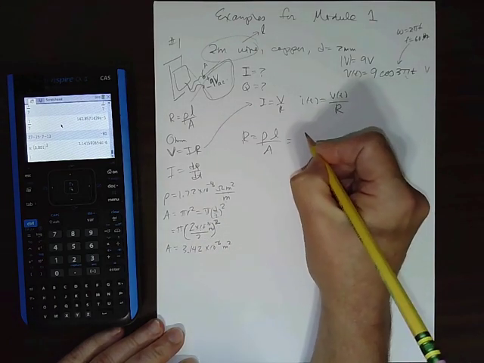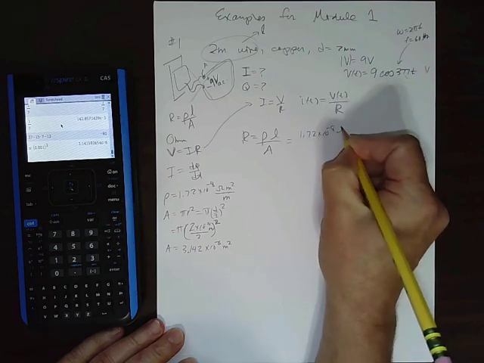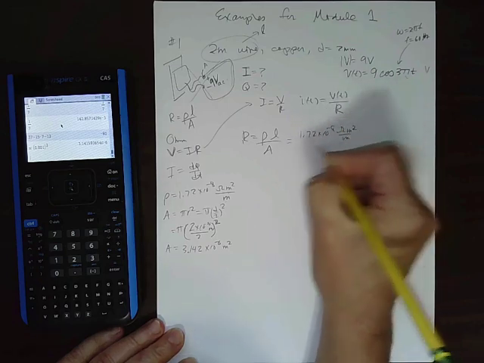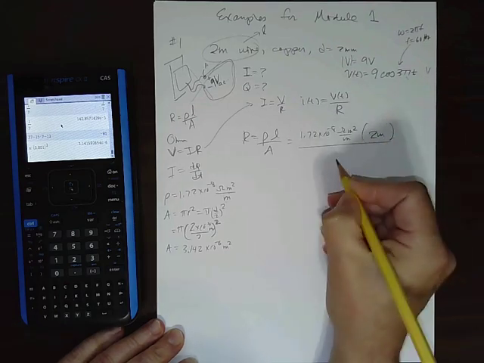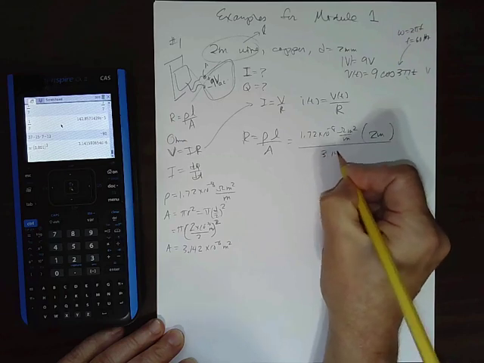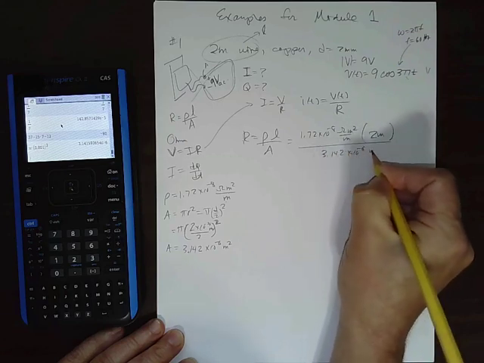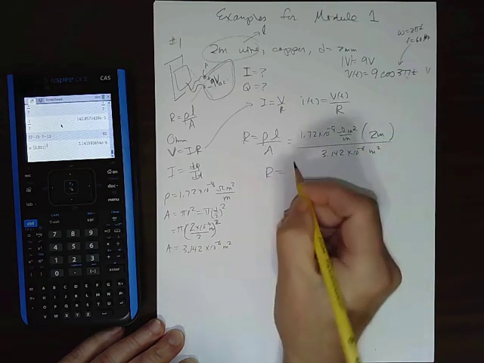Okay, so I think we've got everything. So we'll put in rho 1.72 times 10 to the negative 8 ohm meter squared per meter, L is 2 meters. Even though it's a long piece of wire, it's still going to have very small resistance. And then A, 3.142 times 10 to the negative 6 square meters. So everything cancels out except for ohms, which is what R should be in.